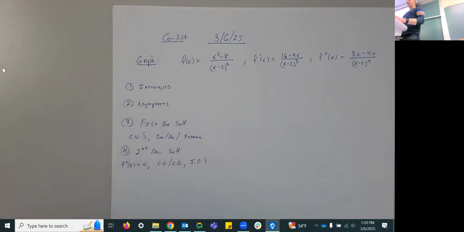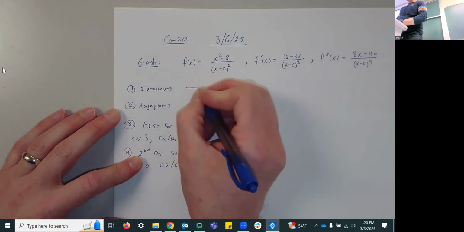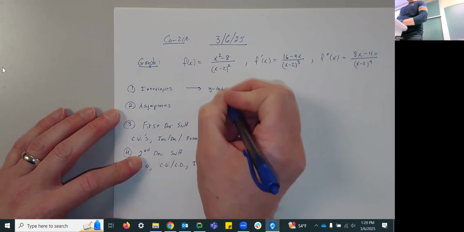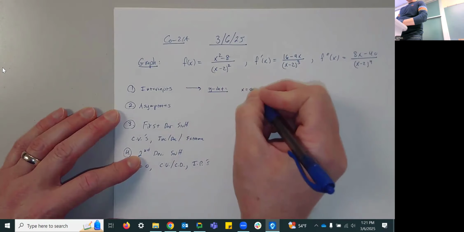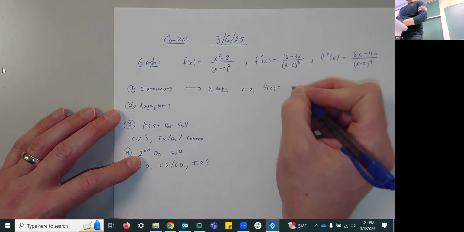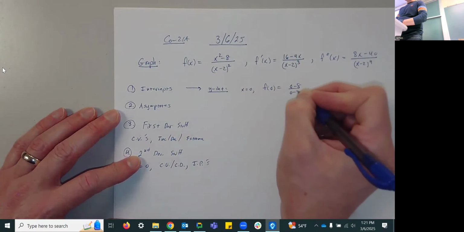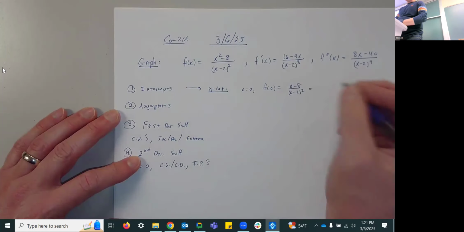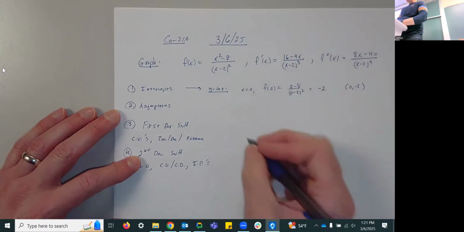So let's start. Intercepts. The y-intercept is usually pretty easy. Just set x equal to 0. And f of 0 is going to equal 0 minus 8 over 0 minus 2 squared, which is negative 8 over 4, which is negative 2. So we get 0 comma negative 2.